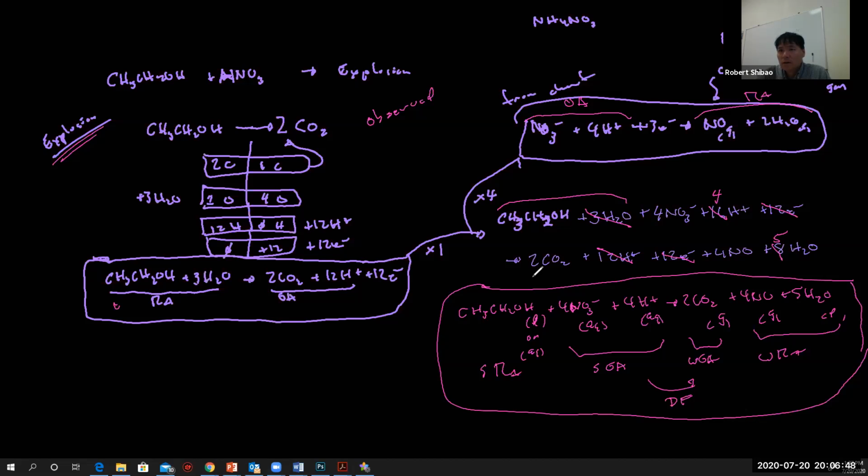And this is a different oxidizer. We don't have to have oxygen to catch ethanol on fire. We could use other oxidizers as well. Okay.